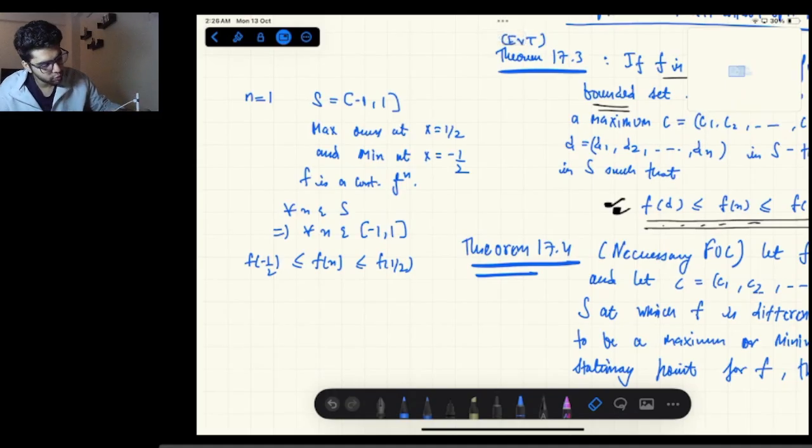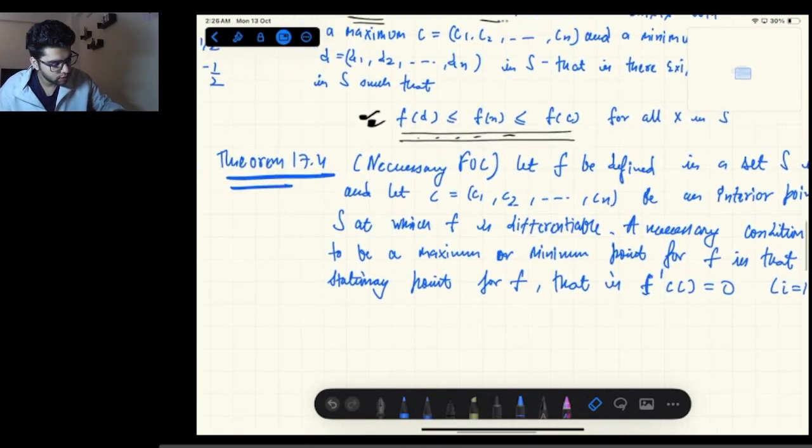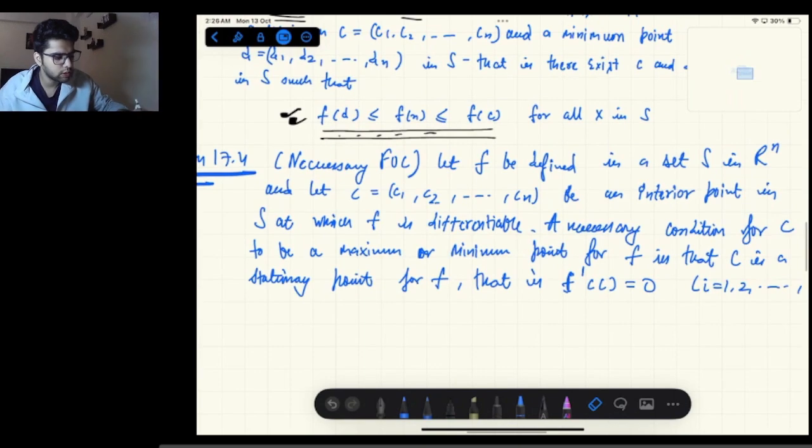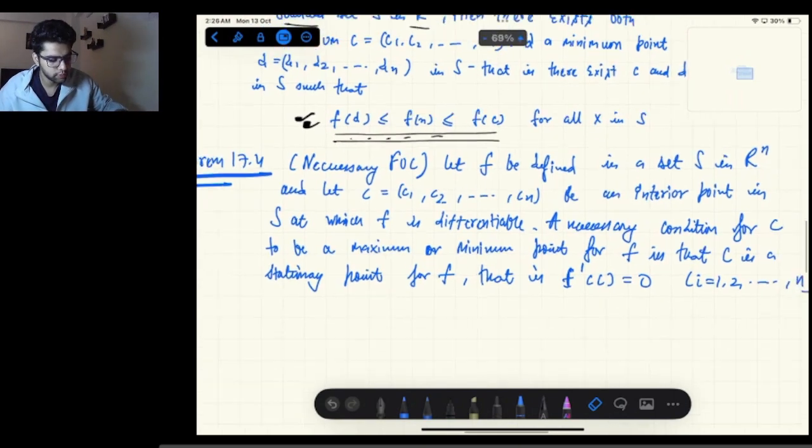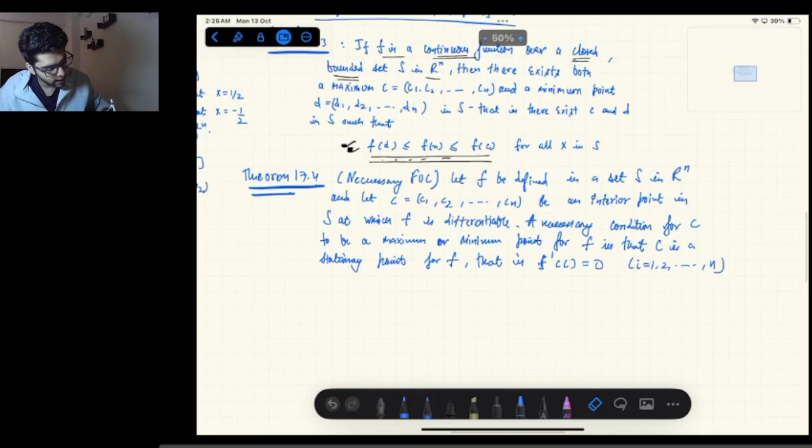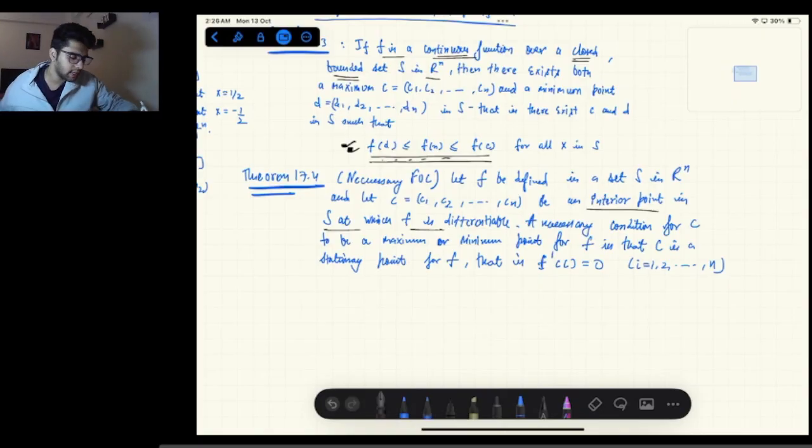So now let me just let it be there only, right? So theorem 17.4. Now the necessary first order condition, theorem 17.4 says that let f be defined in a set S in Rn, and let C, again the n-dimensional vector, be an interior point in S at which f is differentiable. A necessary condition for C to be a maximum or a minimum point for f is that C is a stationary point for f. That is, f dash C is equal to 0.